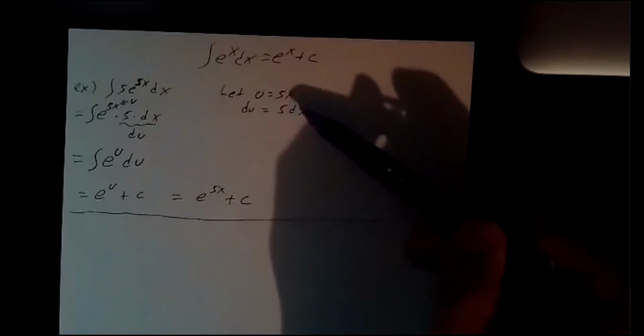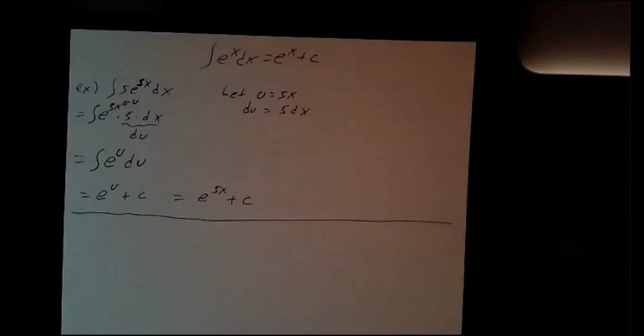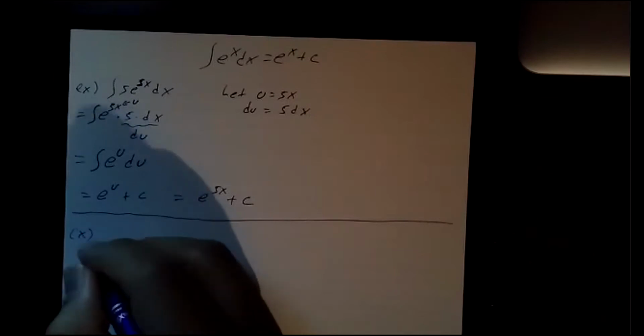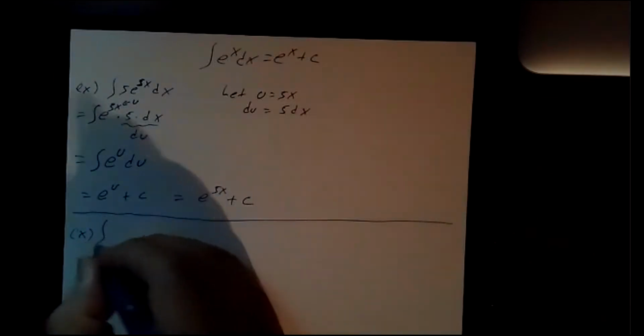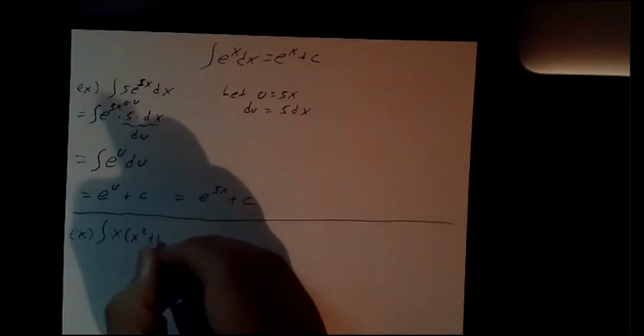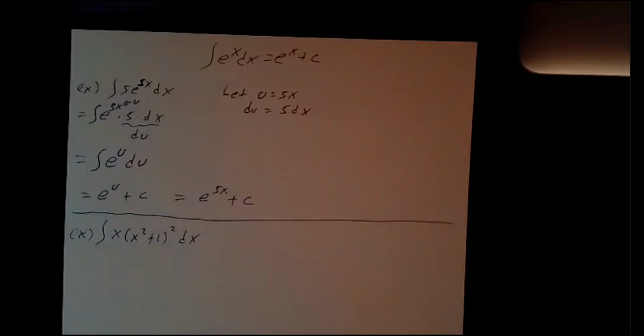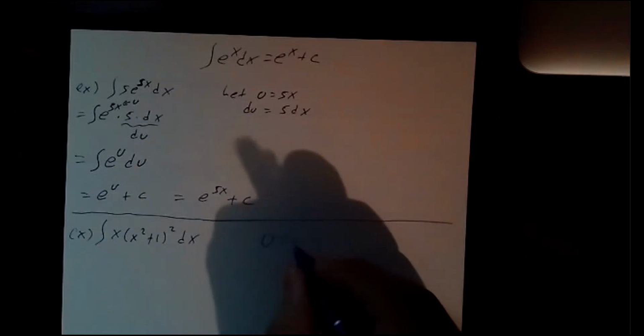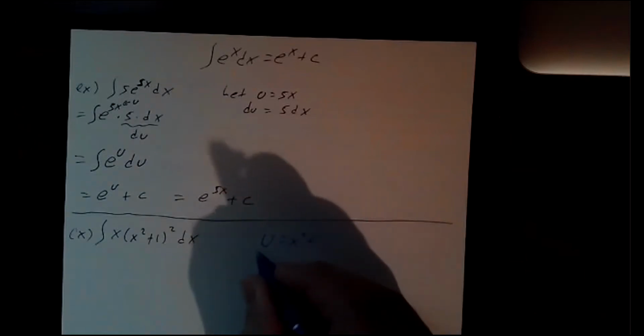Let's do something a little bit different. So far, our u and du made it perfect, right? Everything that we needed was there. But let's say it's not all completely there, it's almost there. For example, this guy here, x times (x squared plus 1) squared. What do you think u should be? x squared plus 1. Yeah, I think that's a good one. x squared plus 1. So du will be what?